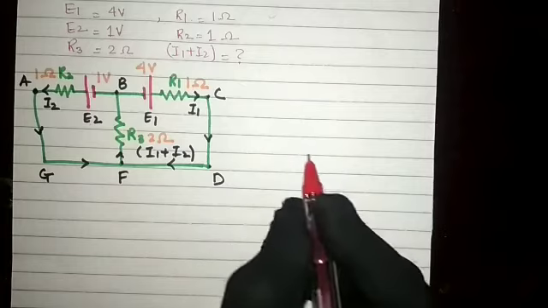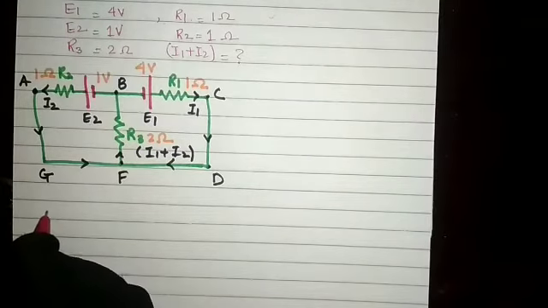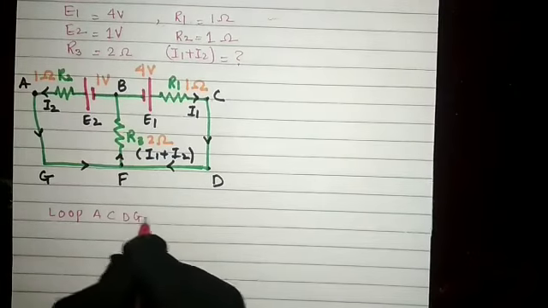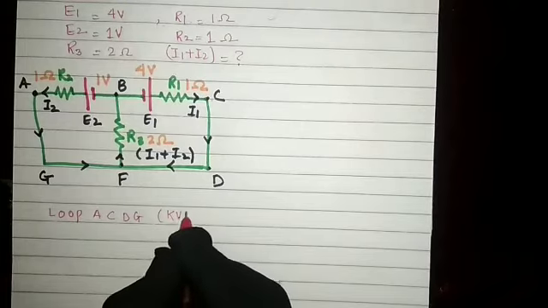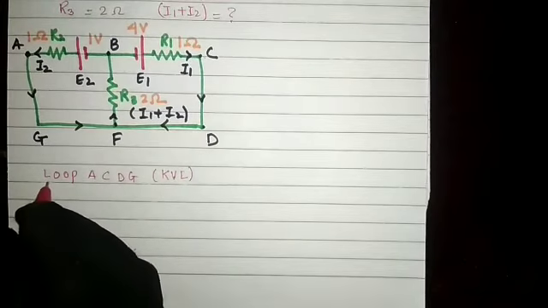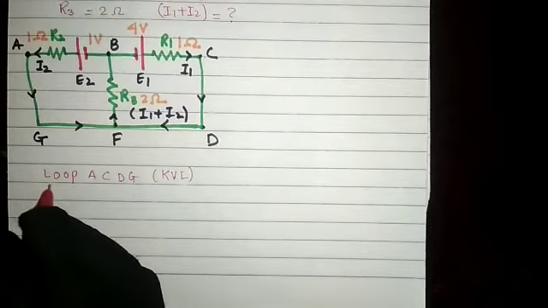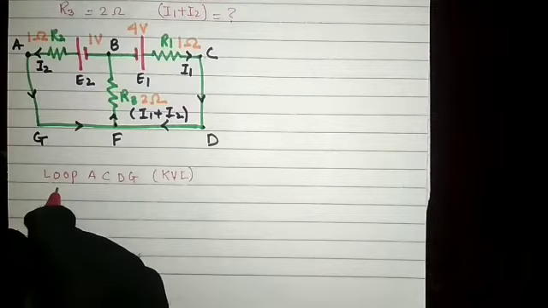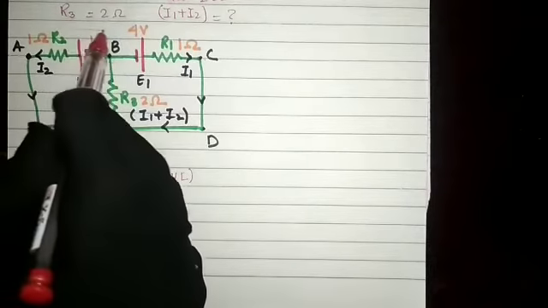So let's apply Kirchhoff's voltage law. First we are going to apply Kirchhoff's voltage law, that is KVL, in the overall loop, that is A, C, D, G. For this you have to remember the sign conventions. We have discussed sign convention for both the resistor and EMF. So see, our tracing direction is A to C. This is our tracing direction.